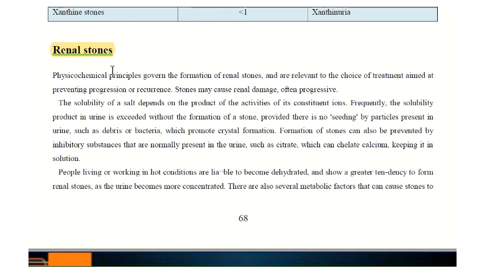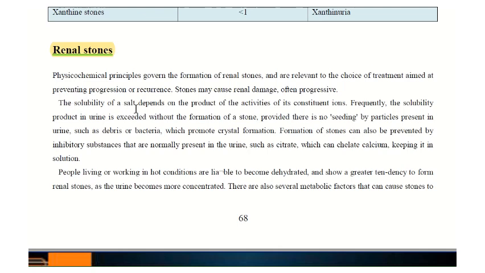بالنسبة للرينال ستونز فالفيزيكو chemical principles govern تحكم the formation of renal stones، تكون الرينال stones، and are relevant to the choice of a treatment. وأيضا لها علاقة في اختيار العلاج aimed at preventing progression or recurrence. Stones may cause renal damage. إذن الحصى ربما يسبب renal damage or often progressive.